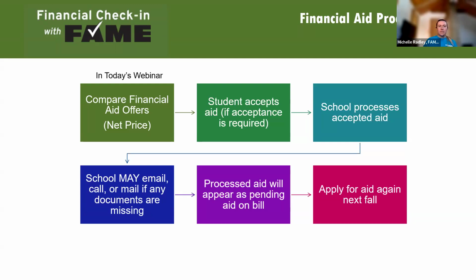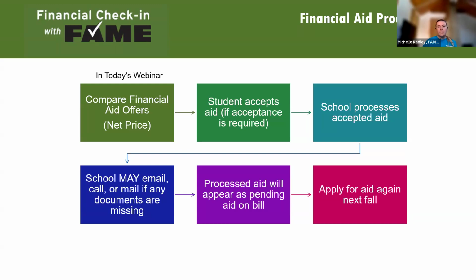So at that point, once the student has accepted the aid that they like, the school then processes the accepted aid. What that means is they get to pull those funds down. They do that on behalf of the student. The school may then have some follow-up information that they need. They may email or call. If there's any documentation that's missing, I would say don't necessarily wait for that follow-up. Make sure you're proactively checking any of the communications that the school is having with you.